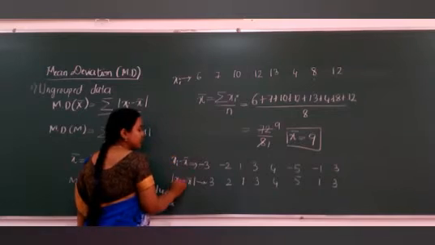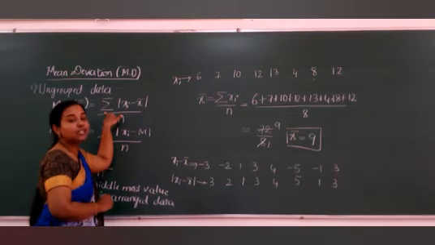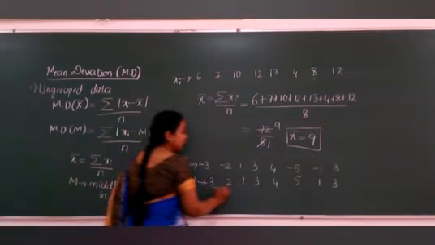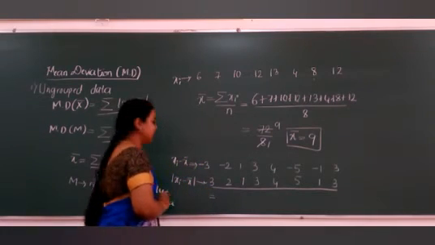Okay, so now we know what the modulus of xi minus x bar is. This is done. But what do we want? We want the summation of it. That is, we need to add all these terms. So let us add and write what the total sum is here.